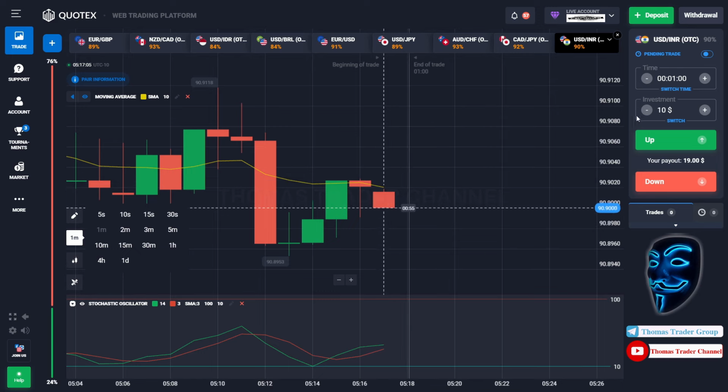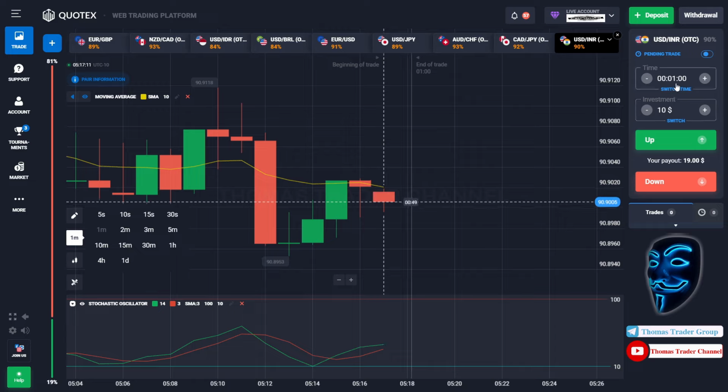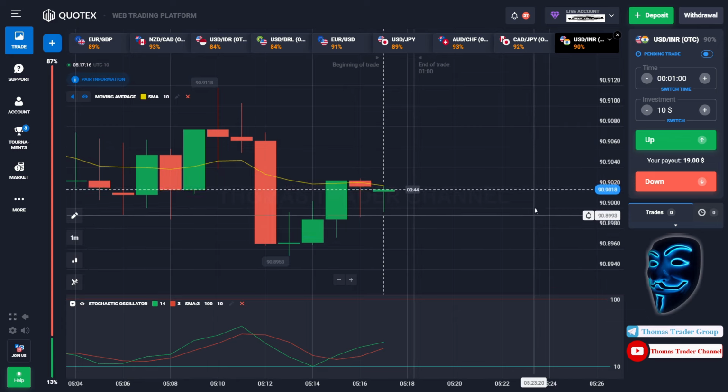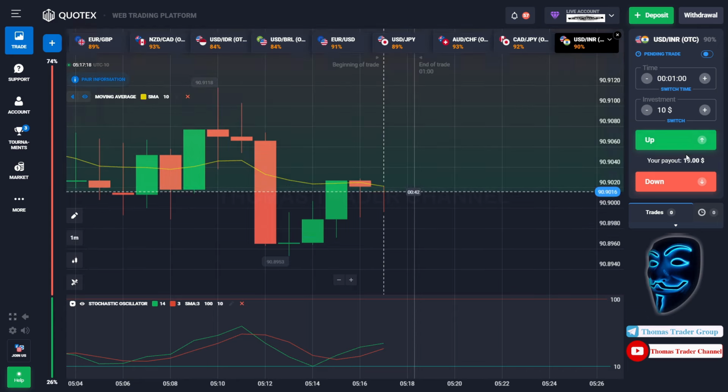And we are going to start with $10 investment. We are going to open the position in 1 minute time frame. Let's find the market. Over here we can open sell for 1 minute.